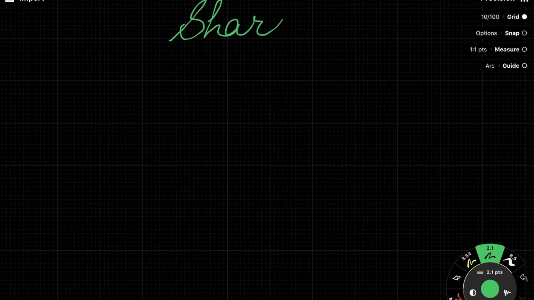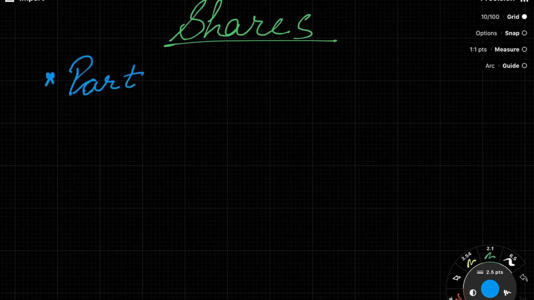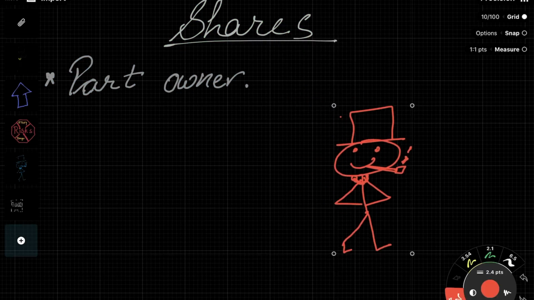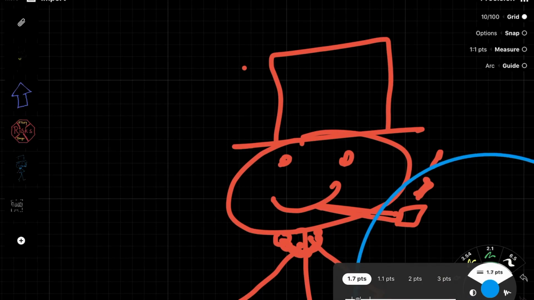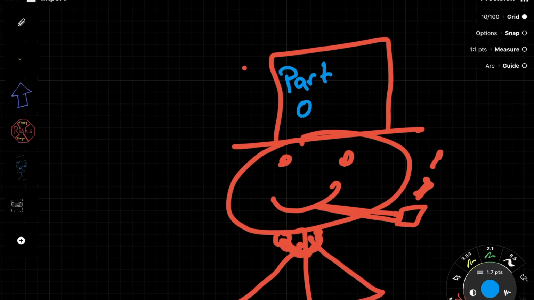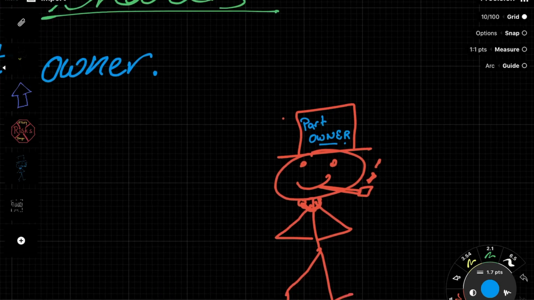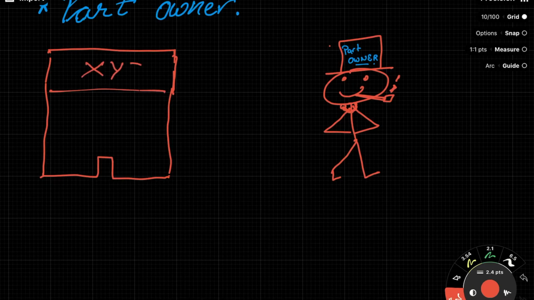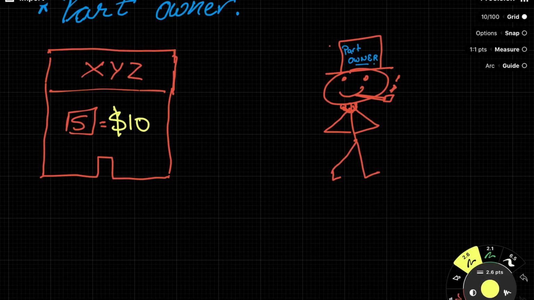Let's begin with the shares. What is a share? In simple terms, a share is a unit of ownership. When you buy a share, you become a part owner of a company. To know what is a part owner, there's a lot of detail to it. I'll be posting a separate video on it. So for the sake of this video, let's just say once you buy a share, you become the part owner. Alright, here we have a company named XYZ with its shares trading for $10 in the share market.